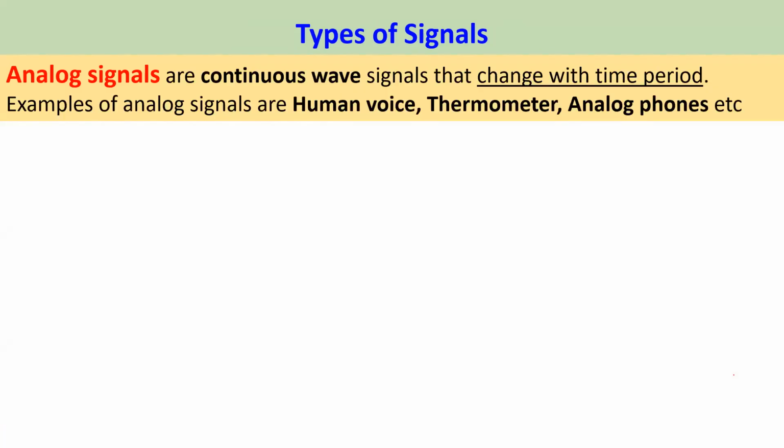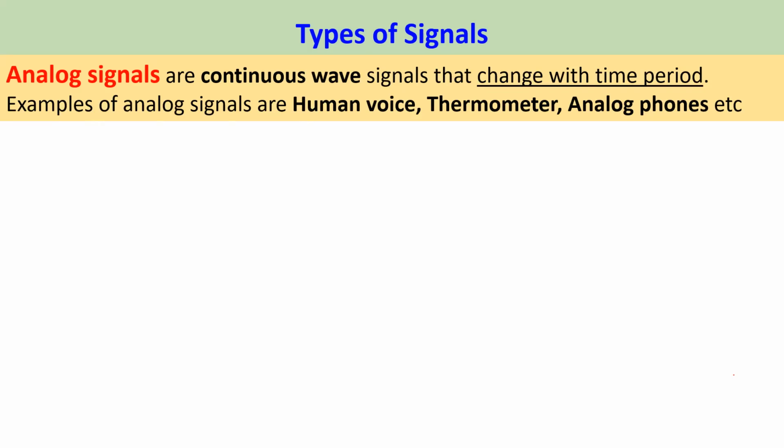Types of signal. Write down the topic, types of signal. First one, analog. Analog signals are also called continuous waves. They go on smoothly, not breaking down in any place. That is why they are called continuous, with no breaks in between. Continuous wave signals change with time.